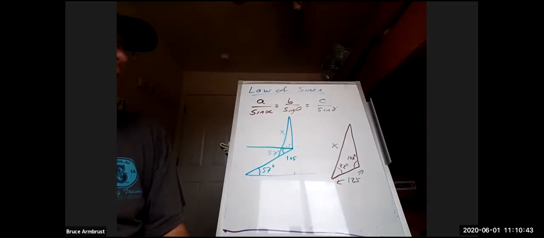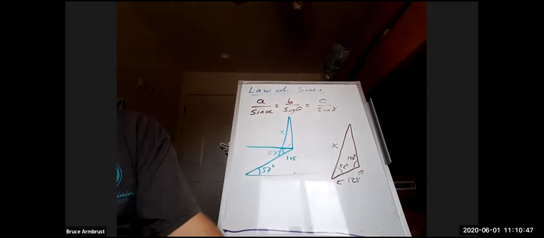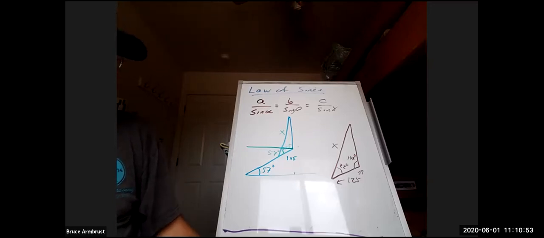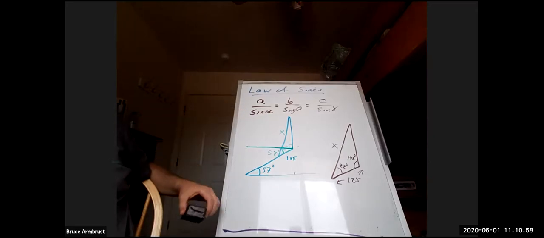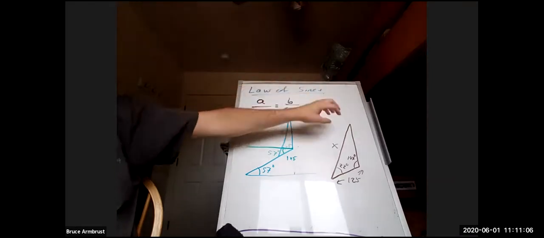Okay, but now we've got enough. We have angle, side, angle, which we saw last time is one of the things we can use the law of sines for. And so if we start using the law of sines, I went ahead and rewrote it just to kind of remind you guys how this works. It's the ratios of sides and the sine of the angle opposite those sides. We know that those ratios are all the same.